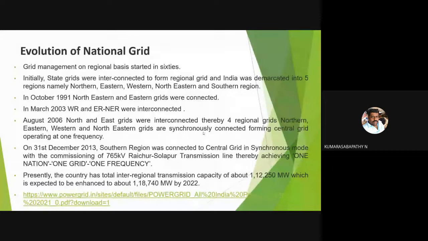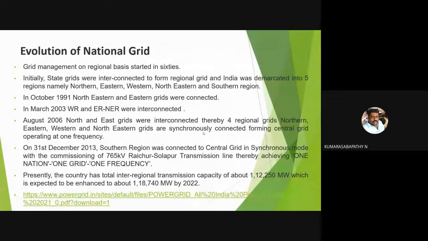Initially, the state grids were interconnected into regional grids, and in India there were five grids, namely the northern grid, eastern grid, western grid, northeastern grid, and southern grid. We in Tamil Nadu come under the southern grid. In 1991, the northeastern grid and the eastern grid were connected, and by 2003, the western, eastern, and northeastern regional grids were interconnected.